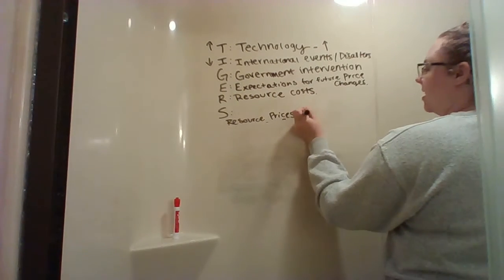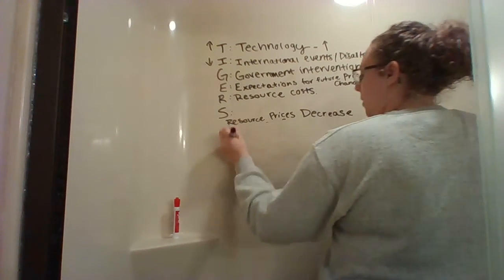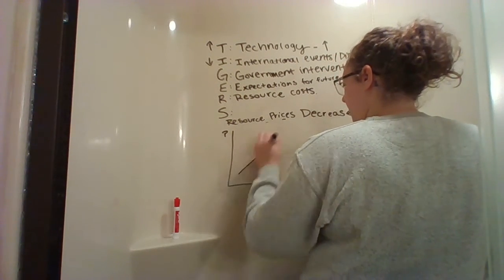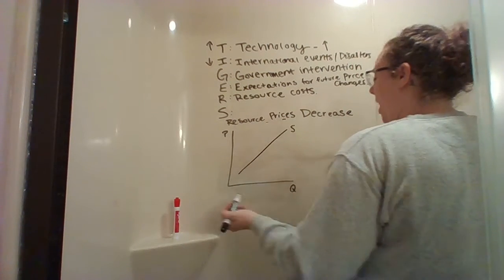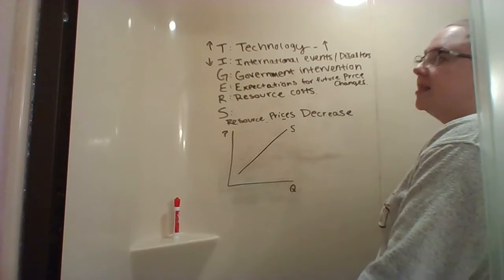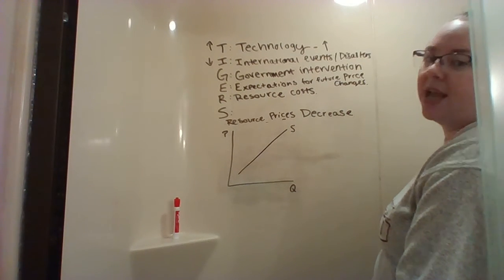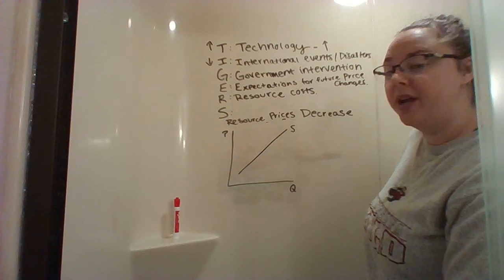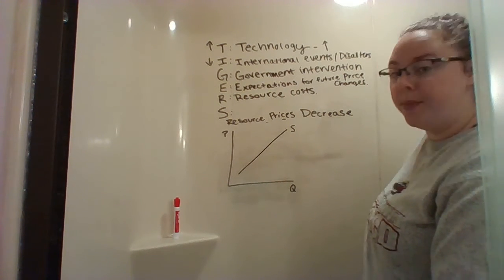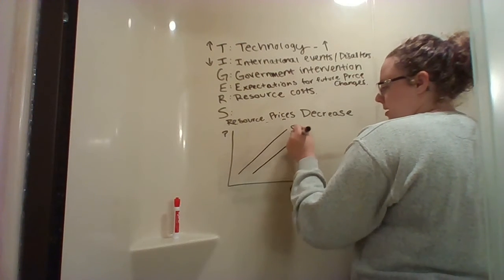Resource prices decrease. P, Q, S. What happens to the amount that we're able to supply? If rubber's prices go way down, what are suppliers going to do? We still have the same amount of money to buy rubber. So what are they going to do? They go buy more rubber and we're going to be able to make more pencils. Amazing. Supply is going to increase.